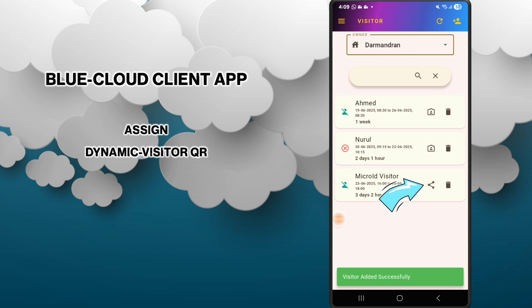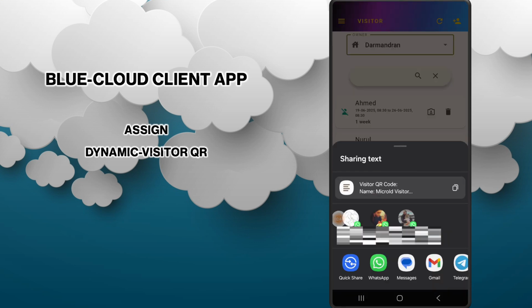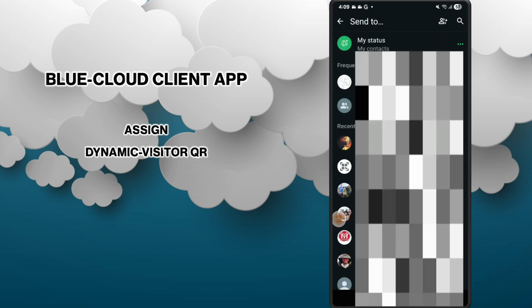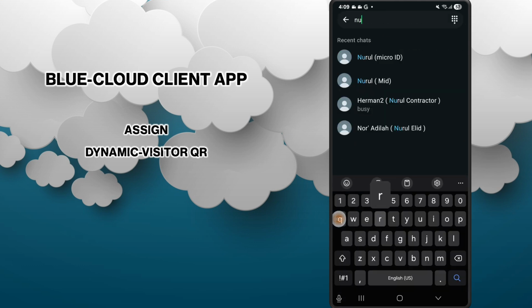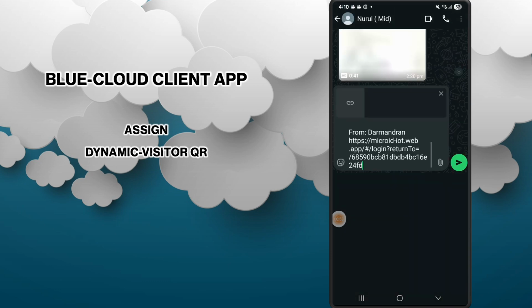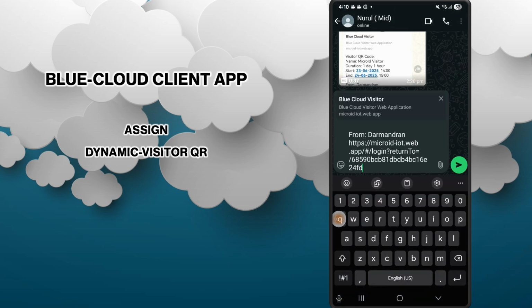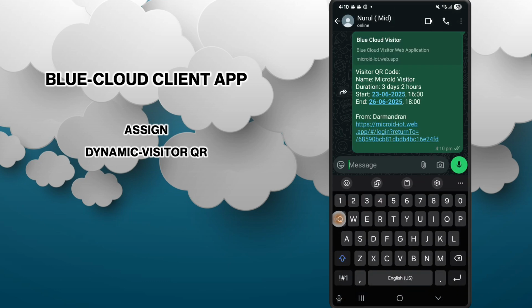Now let's share the link. Click on the share button. Let's go to WhatsApp, search for one of my colleagues, and I'll send that QR. That's it. We have successfully sent a dynamic QR link to a visitor.